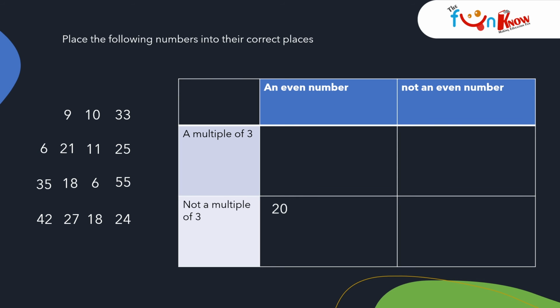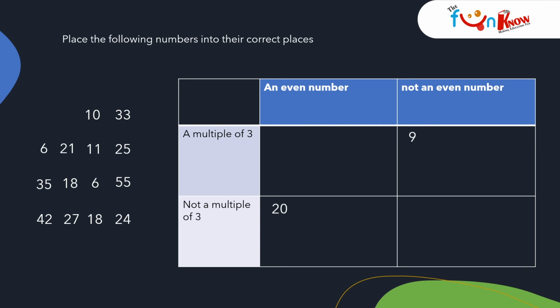Now students, go for 9. 9, yes, it is a multiple of 3. Even or odd? 9 is an odd number, right? So it is an odd number, that is not an even number, and a multiple of 3. So I feel this is the correct place for 9, right?